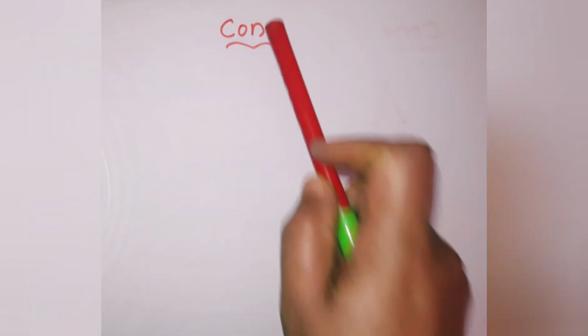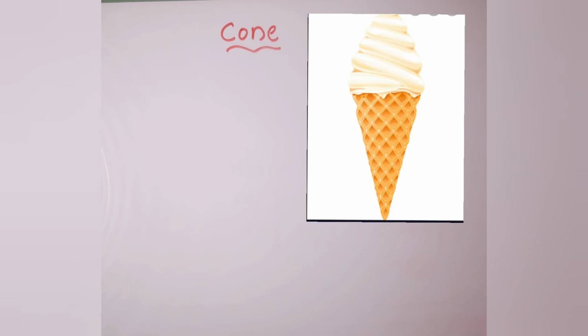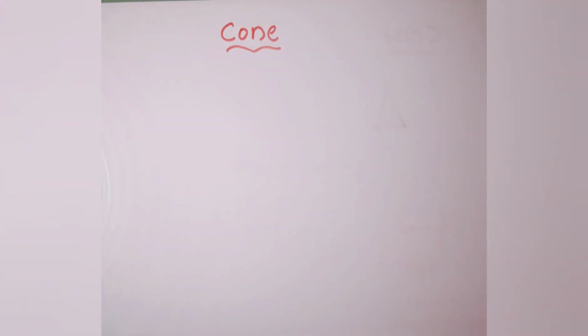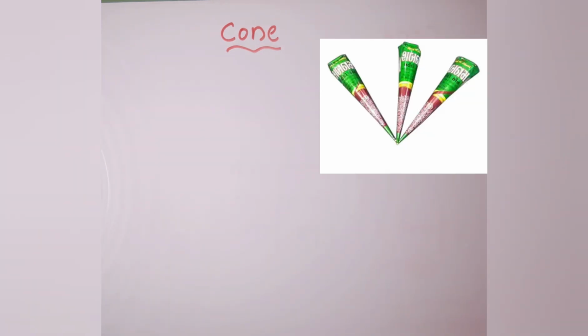Next solid shape is cone. This word is familiar for you, right? Yes, ice cream cone. Do you like ice creams? Ice cream cones are the best example for cone shape. Not only ice cream cones, birthday caps. You all are celebrating your birthdays, right? And you all are excited to celebrate your birthdays. That time you used to wear a birthday cap which is a cone shape. Then mehendi cone. These 3 are the main examples for cone.